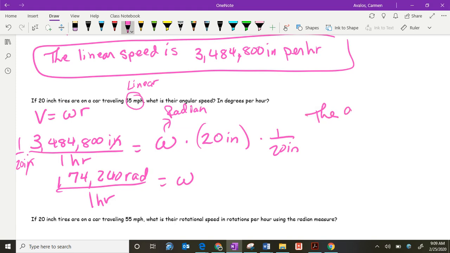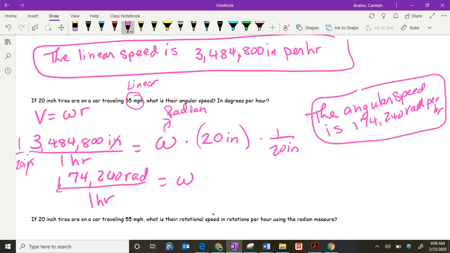The angular speed is 174,240 radians per hour. Now, it also is asking us here degrees per minute.